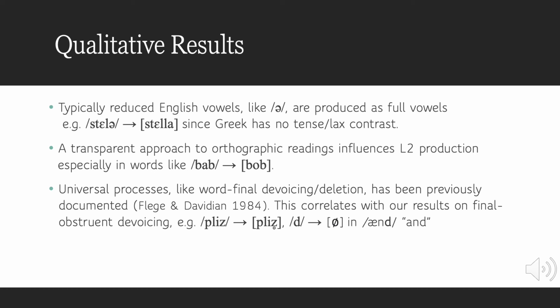Universal processes like word final devoicing and deletion are also noteworthy because they have been detected in previous research. Words such as please are often characterized by final obstruent devoicing, and the word final consonant in and is almost always deleted.